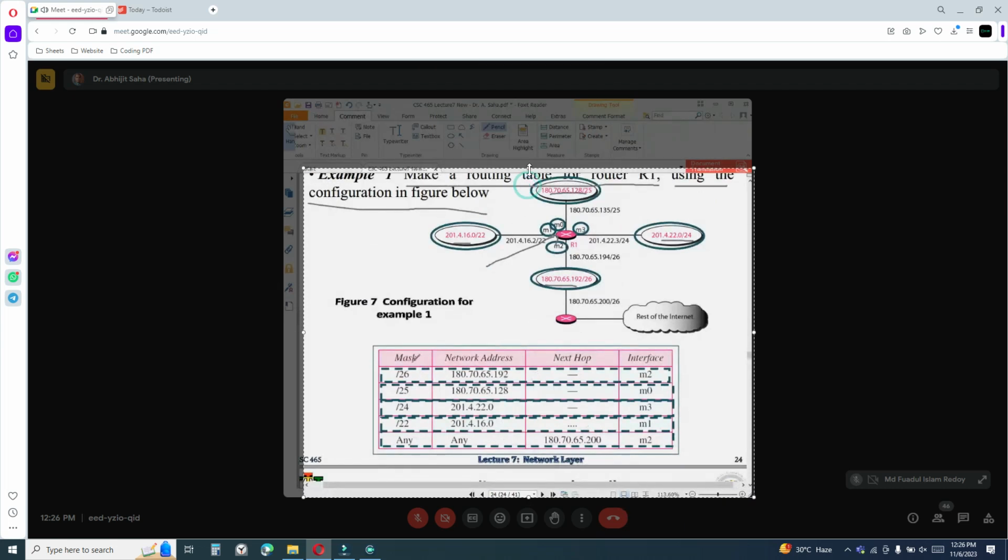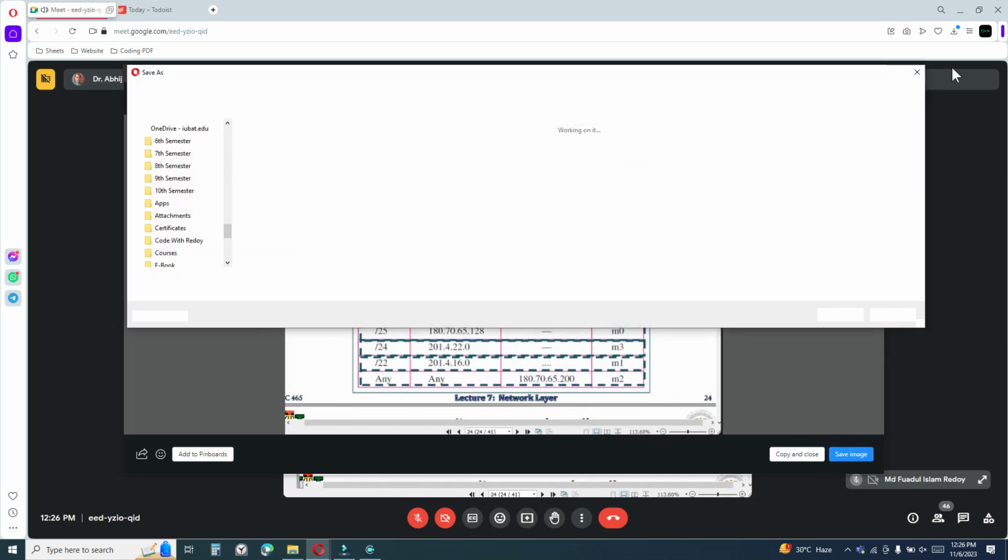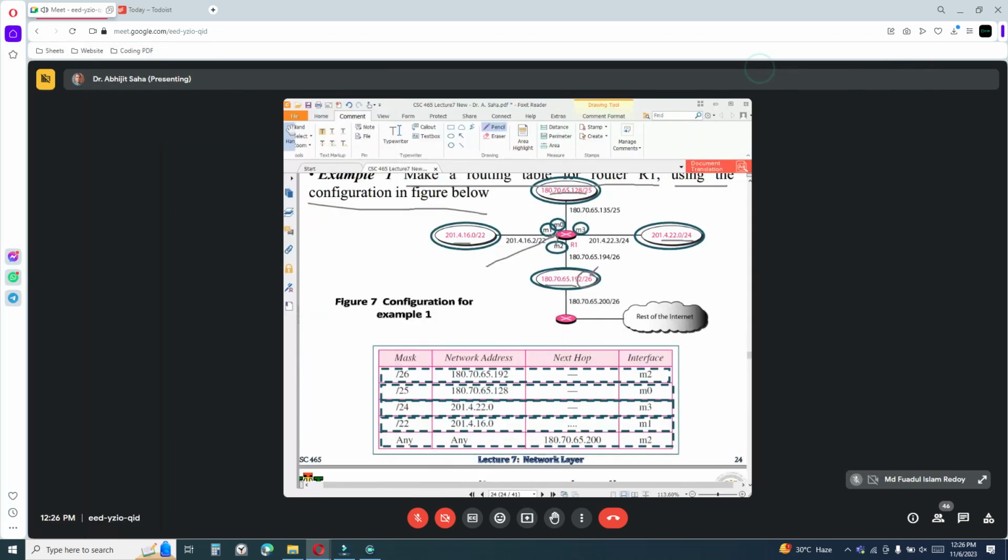You can see the masks you have are /22, /26, /25 and /24. So you can understand that /26 is the highest. That is what you write first, the /26. So what is the network address?